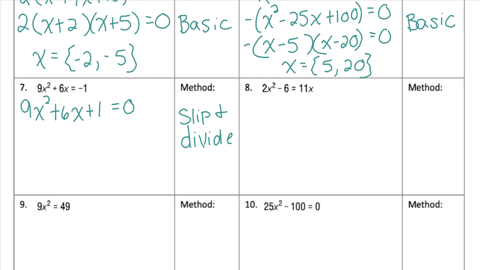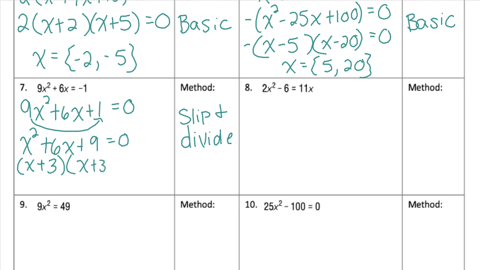All right, so slipping and dividing, we are going to multiply that A times C value. So slip that down there. That's going to leave me with a C term of 9. Then I am going to do my basic method. I'm going to get a little squishy here. Factors of 9 that add up to 6 would be 3 times 3. Remember, I have to divide it by that A value.